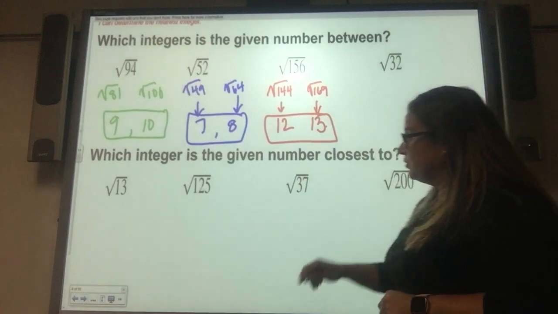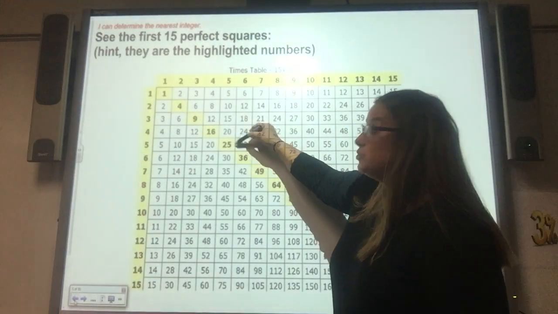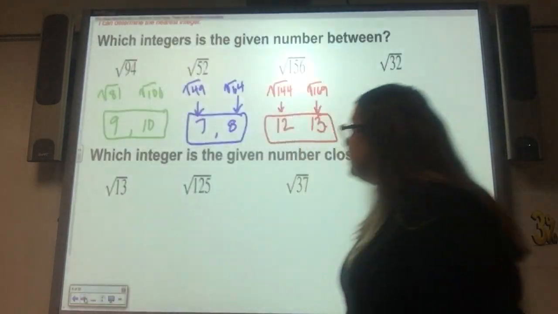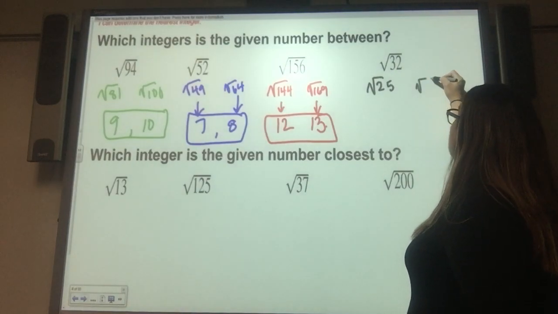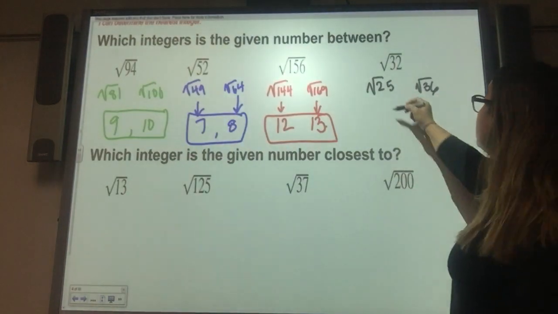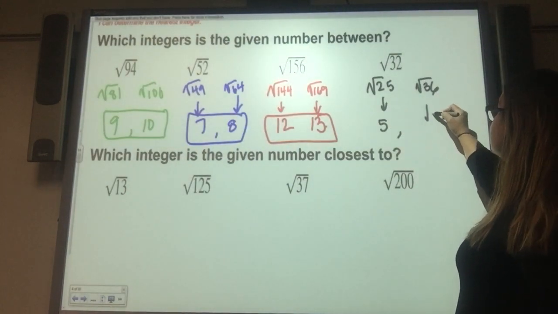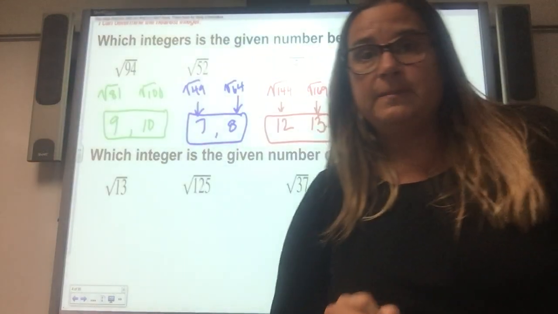Square root of 32. I'm going to go back to my chart. 32 is between 25 and 36. So I'm going to say that the square root of 32 is between the square root of 25 and the square root of 36. The square root of 25 is 5. The square root of 36 is 6. Those are the two integers it's between.